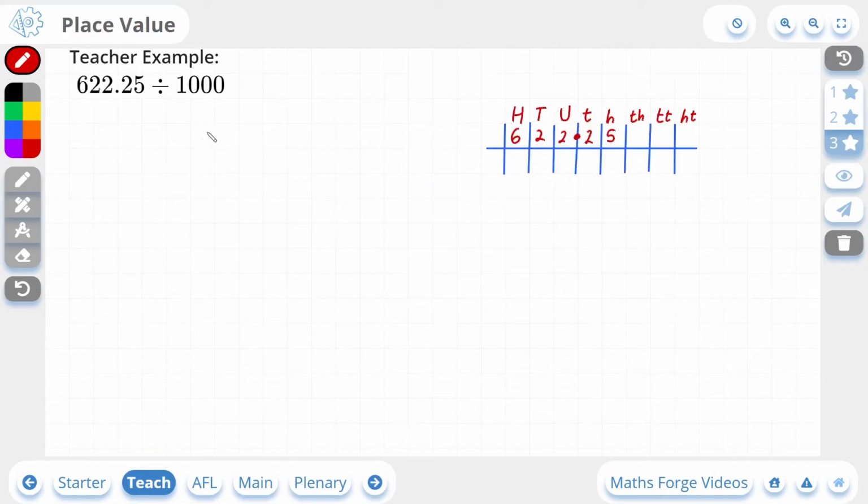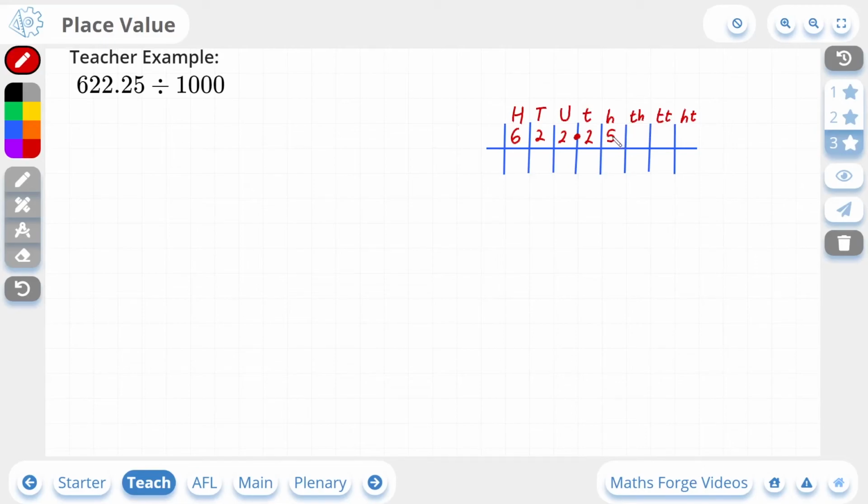Now for the second 3-star example, we're being asked to divide 622.25 by 1,000. So instead of the numbers moving to the left, because that indicates that they're getting larger, we're going to move the numbers to the right now. Since we're dividing by 1,000, a 1 and 3 zeros, the 3 zeros show us that the numbers are going to move to the right 3 times.